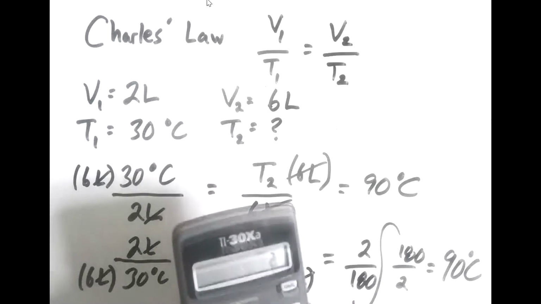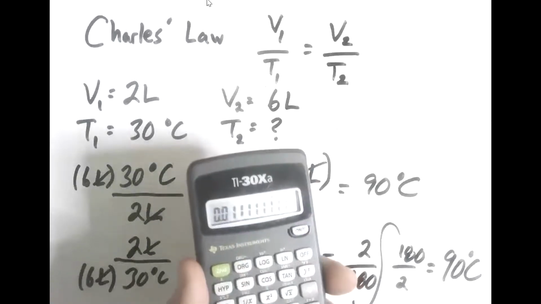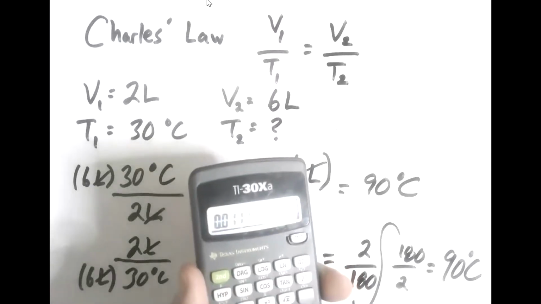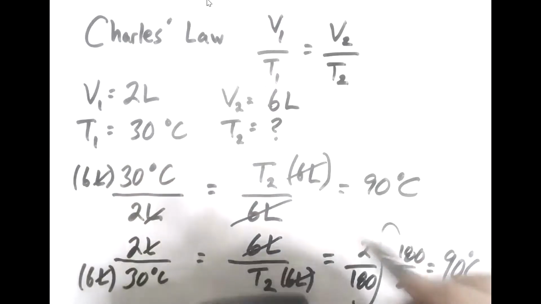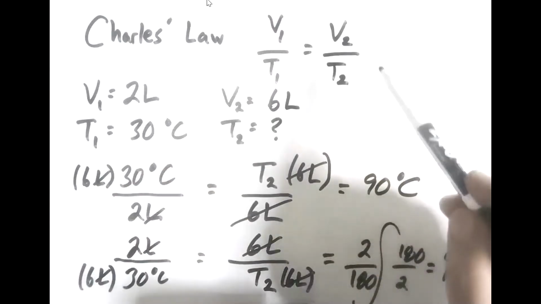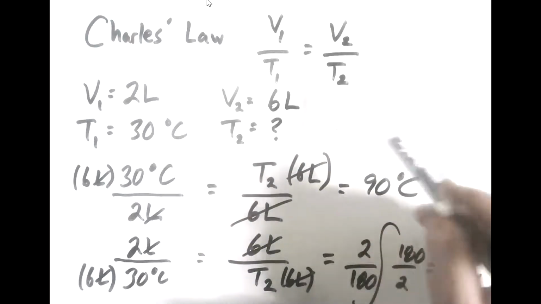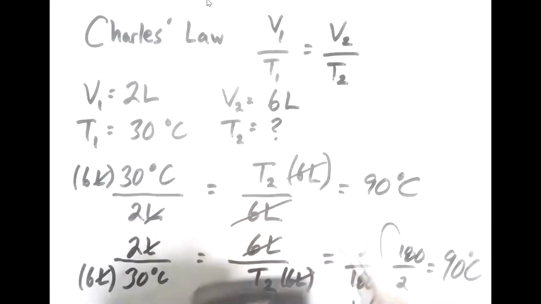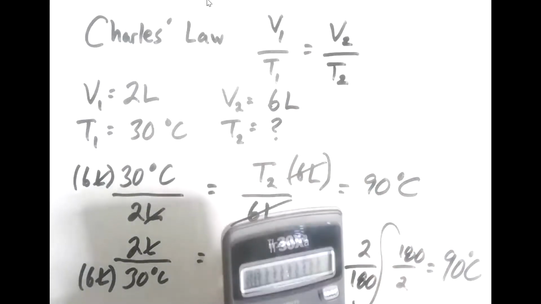Okay, you could say 2 divided by 180 on your calculator, and you get this number. Well, that's probably not right because it should be a bigger number, right? Because if V goes up, T should go up. Charles' law isn't opposites. It isn't an inverse law. It's direct and linear. If one goes up, the other goes up. If one goes down, the other goes down. So if you get a number that's a lot less, then you know that's not the right number. You have the inverse of the number.